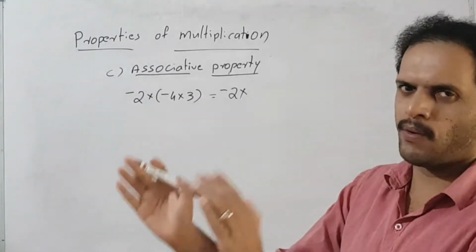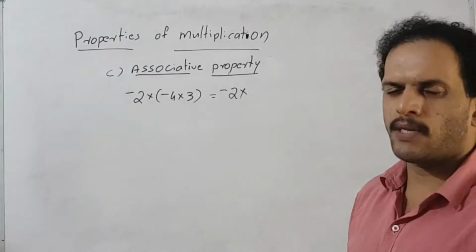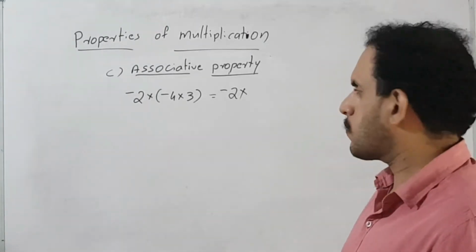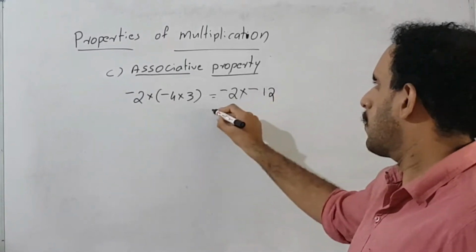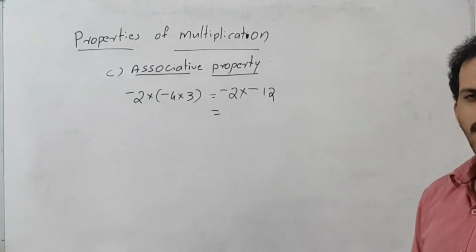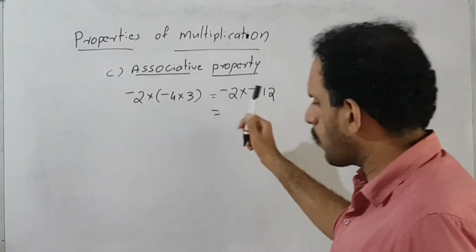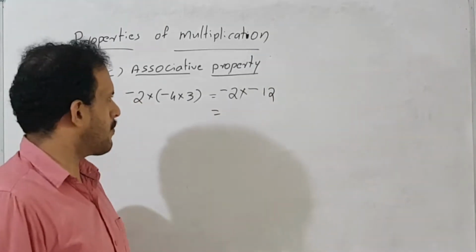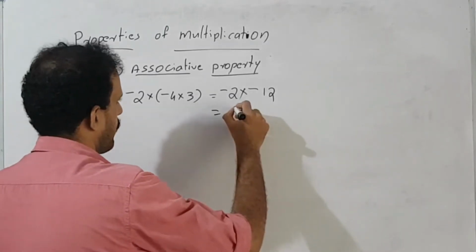That is why I pair that one. Okay, so minus 2 into minus 4 into 3. What is minus 4 into 3? Minus 4 into 3, one is negative, one is positive, so the answer is negative. 4 into 3 is 12. Then now we want to multiply minus 2 and minus 12. Both are negative, correct? Both are negative, so the answer is positive. What is 2 into 12? 2 into 12 is 24.